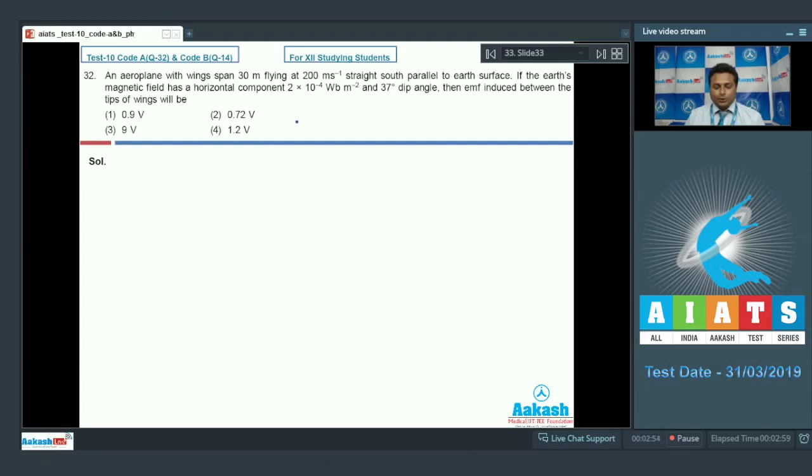So here is question number 32. An aeroplane with wingspan 30 meters is flying at 200 meters per second straight south, parallel to the Earth's surface. If the Earth's magnetic field has a horizontal component of 2 into 10 to the power minus 4 Weber per meter square and a 37-degree dip angle, then the EMF induced between the tips of the wings will be what? From the question, it is very clear that the vertical component of Earth's magnetic field will provide the induced EMF. So we can write induced EMF E as BV into V into L, where BV is the vertical component of Earth's magnetic field, V is the speed of the plane, L is the length of the wing.